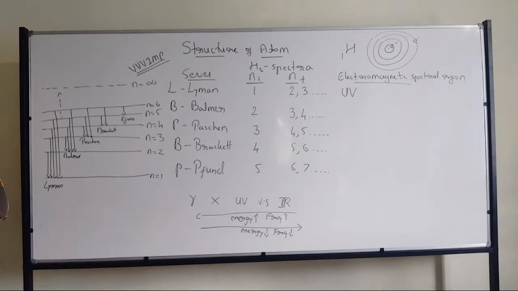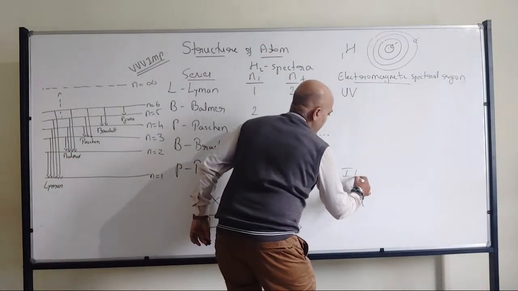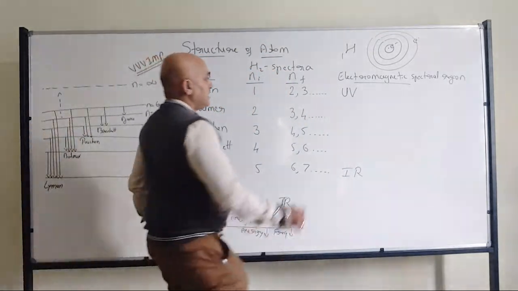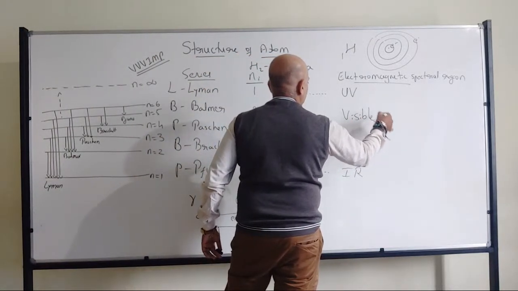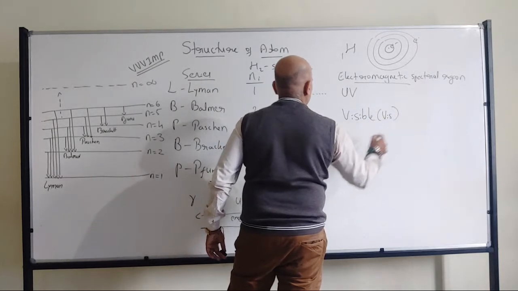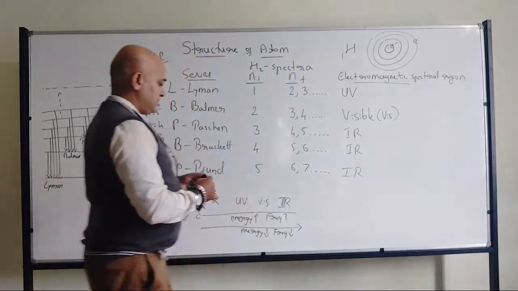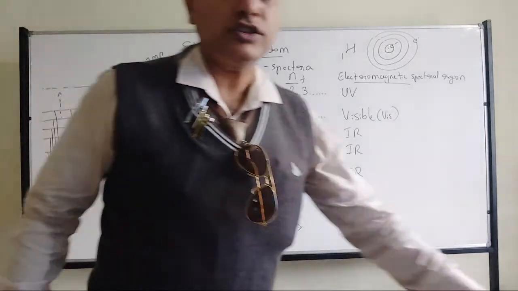Among these five, which will be of low energy? Lyman is the highest energy, yes, UV. Yes, it should be defined. So which will be in the infrared? Don't worry, it's very simple. Balmer will be visible, which we can write as vis. And this is also infrared, this is also infrared. So that's which electromagnetic spectral region it belongs to.